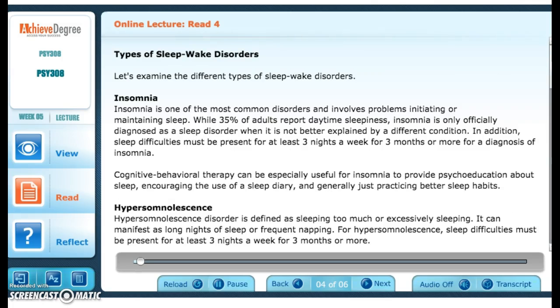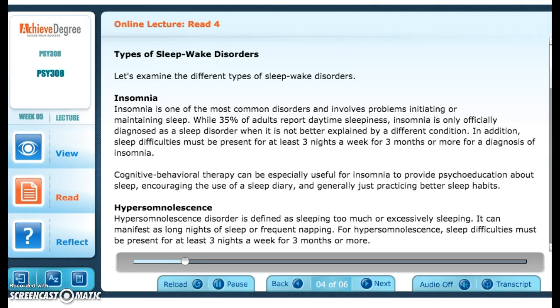Let's examine the different types of sleep-wake disorders. Insomnia. Insomnia is one of the most common disorders and involves problems initiating or maintaining sleep. While 35% of adults report daytime sleepiness, insomnia is only officially diagnosed as a sleep disorder when it is not better explained by a different condition.